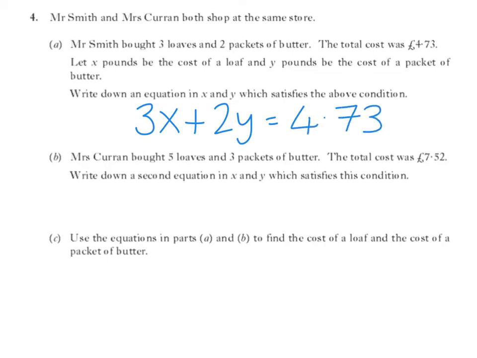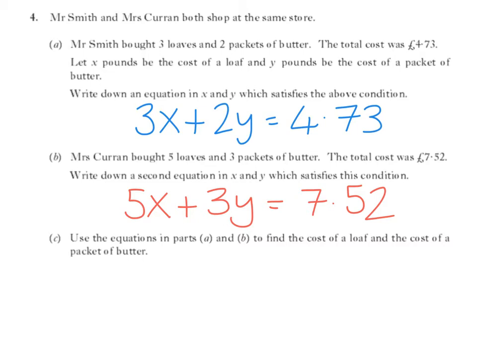Part B. Mrs. Curran bought 5 loaves and 3 packets of butter. The total cost was £7.52. Write down a second equation in x and y which satisfies this condition. So once again, 5x for loaves plus 3 packets of butter, so that's 3y, and that will be equal to £7.52. And once again, we'll drop the pound sign. So that's the first two parts, A and B.